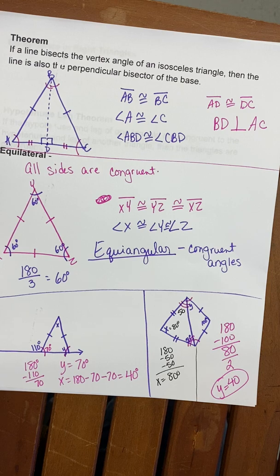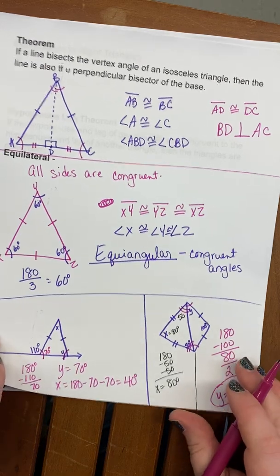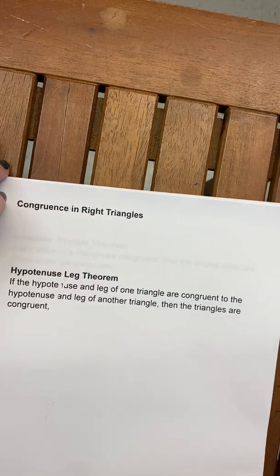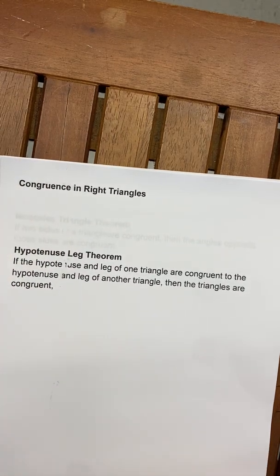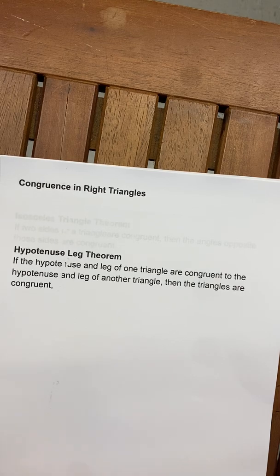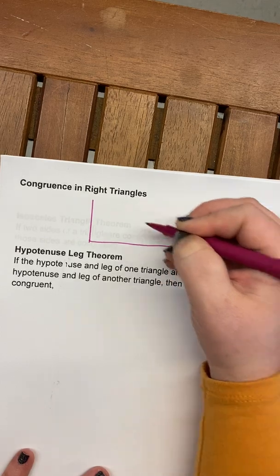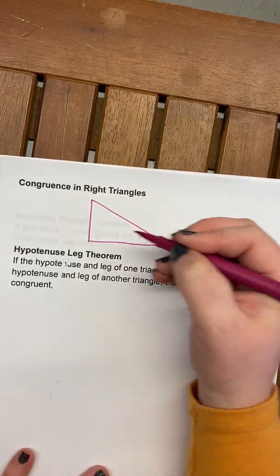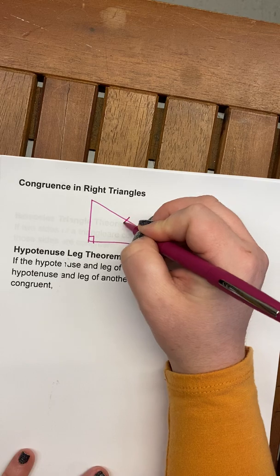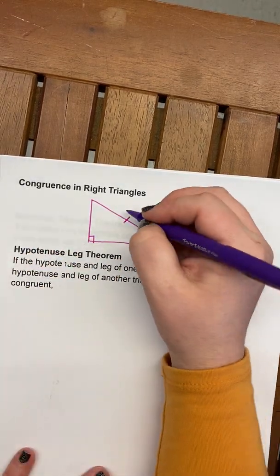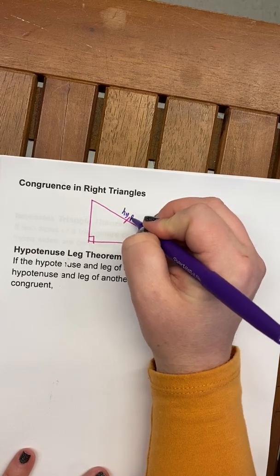All right, there will be several problems like those on your homework. Another page of notes. All right, so congruence in right triangles. And we talked just a few minutes ago about how if I have a right triangle, the side across from the right angle is called the hypotenuse.